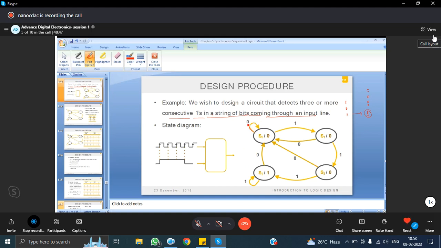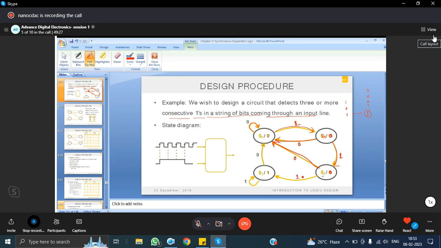Here, if the input is 0, it will stay in the same state. If the input is equal to 1, one 1 is detected, so it goes to the next state. Only one 1 is detected, so the output will be equal to 0. And in this state, if the input is 0, it goes back to the previous state. If the input is equal to 1, another 1 is detected, 2 ones are detected, so the output will be equal to 0 only. Okay, now the current state is S2. In S2, whenever I give 0, it goes back to the first state, that is, it resets.